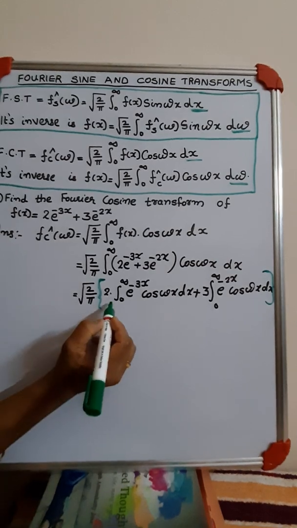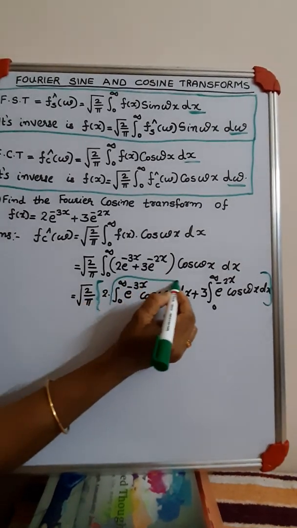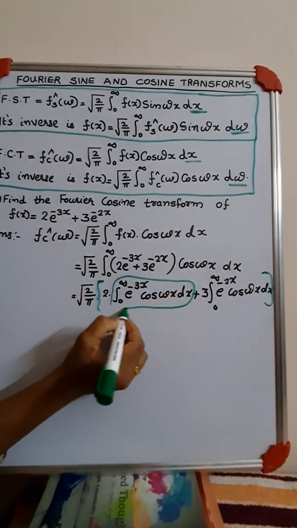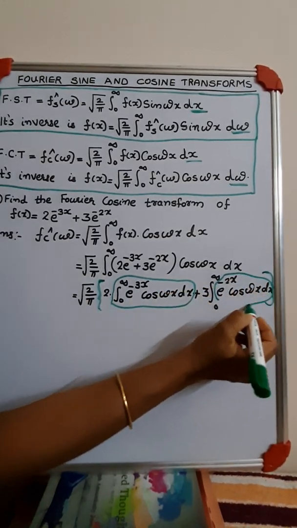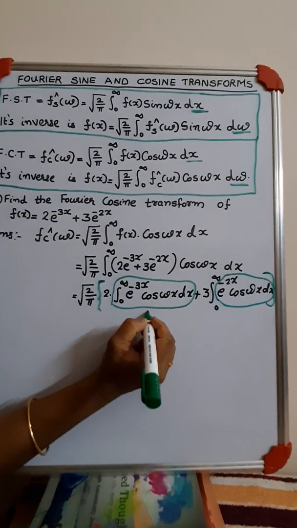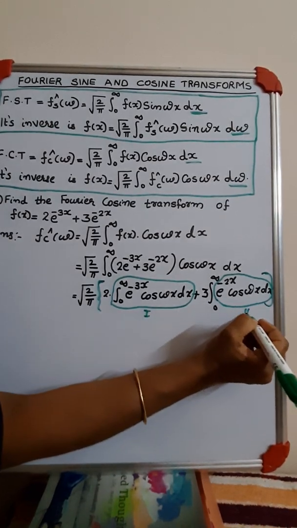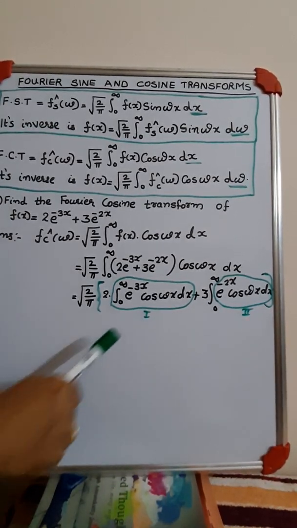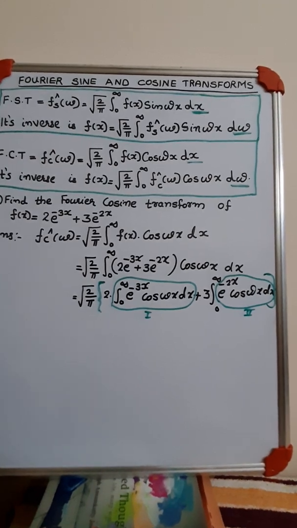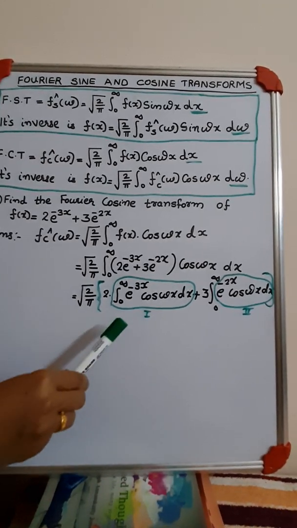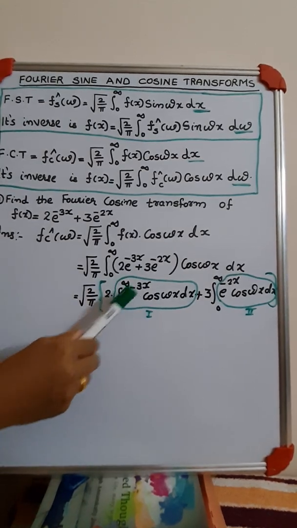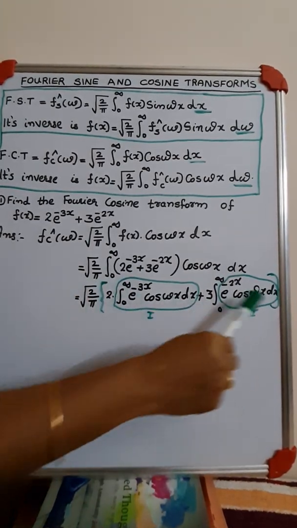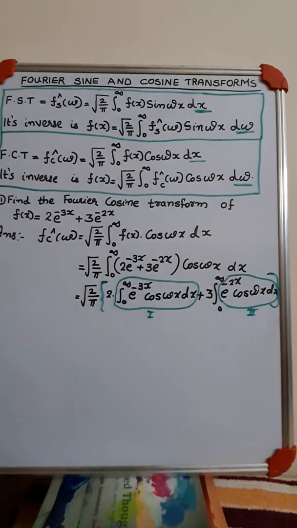Now we have to integrate this term and this term. We have to integrate these two terms. Let us give a name: this is the first term and this is the second term. In order to evaluate the first term, we must know the formula for the integral of e raised to ax into cos bx. Similarly for the second term also.